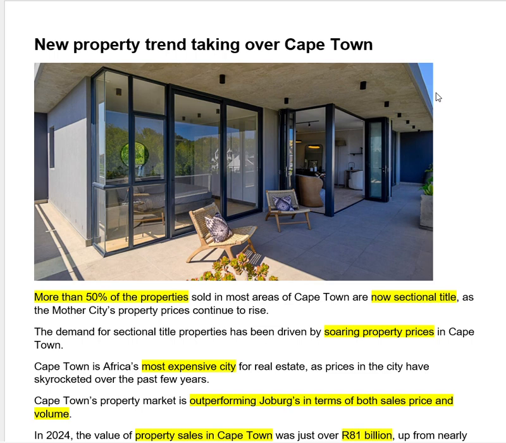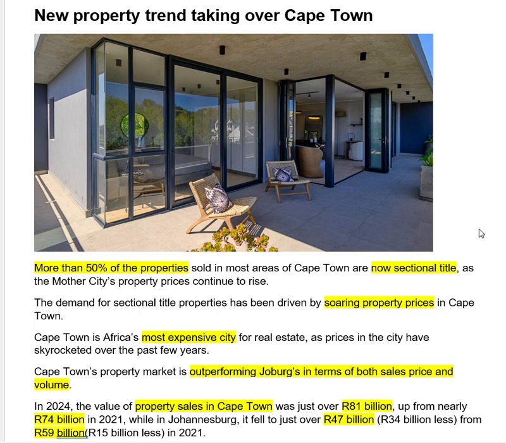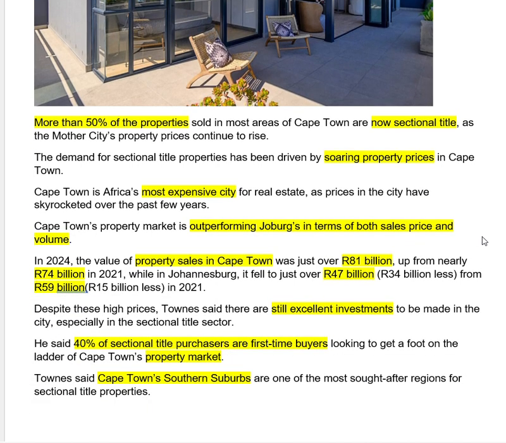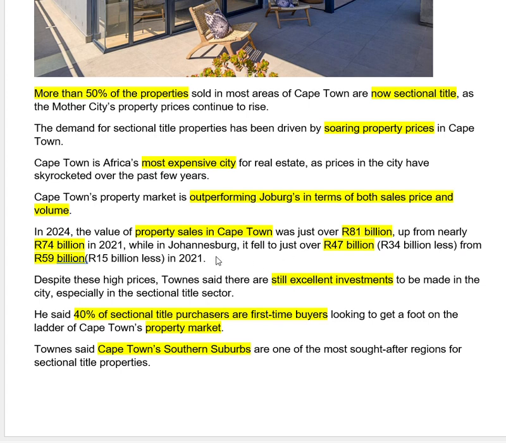Now, when we make a comparison between the two big cities in South Africa, which is Johannesburg as well as Cape Town, Cape Town is outperforming Johannesburg. And let's just look at the data that we have available for two years. If we look at the data that we have for 2024 as well as 2021, property sales in Cape Town were sitting at 81 billion, right? And it was up from 2021, which was 74 billion, right? And then when we compare with Johannesburg, it was just over 47 billion. That is 37 billion less than the sales in Cape Town, which is a lot in terms of the sales value.